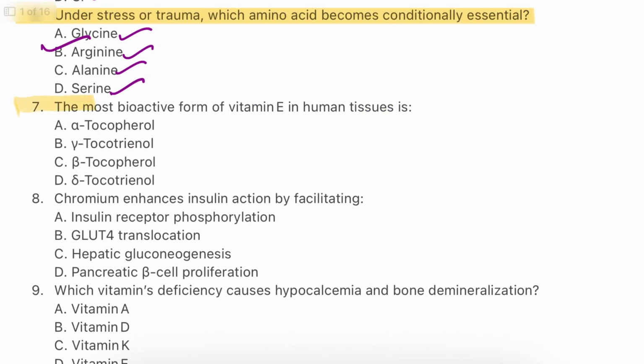Question number 7. The most bioactive form of vitamin E in human tissue is alpha tocopherol, gamma tocopherol, beta tocopherol, lambda tocopherol. The answer will be A. Alpha tocopherol. Alpha tocopherol is the most bioactive vitamin E form in humans.